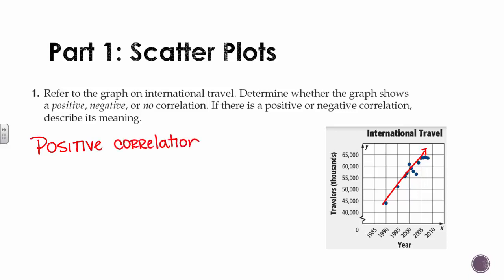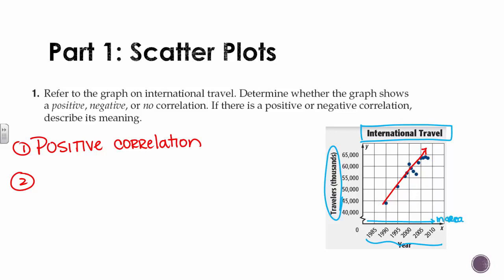Now the second part of this, where it's asking us to describe what that means, that's when we need to look at the rest of the graph. Notice that this is talking about international travel. It has some years down here, and then it has the number of travelers here. So we can see that as the years progressed, as we increased here, we also increased the number of travelers. They both went up, and that's the positive correlation.